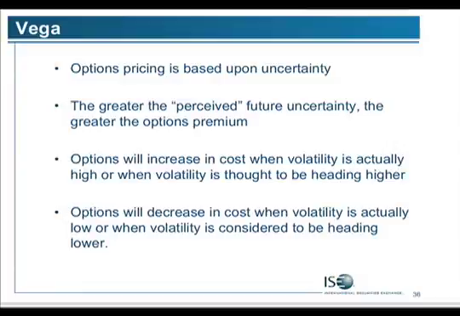Vega. When we're trading options, we're trading uncertainty. So the greater the perceived future uncertainty, the greater the options premium. Options will increase in cost when volatility is actually high or when volatility is thought to be heading higher. Options will decrease in cost when volatility is actually low or when volatility is considered to be going lower. And that's what we've seen over the last 9 or 10 months, although volatility seems to have found a level where supply meets demand, at least in the last couple of weeks or even couple months.